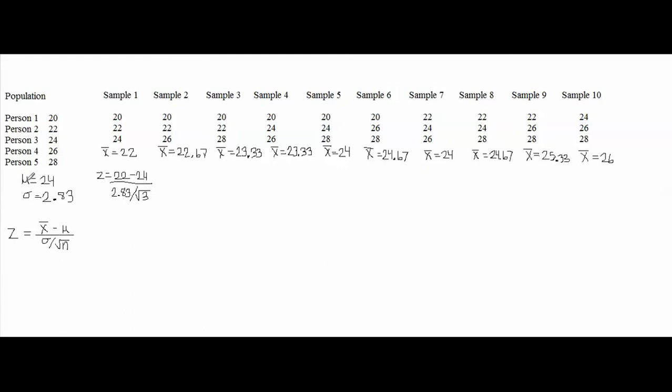To get the population mean and the population standard deviation, I entered these 5 numbers into Excel, and Excel was able to calculate the mean and the standard deviation of the 5 numbers in here. And the mean and standard deviation of the 5 numbers in here are the population mean and population standard deviation.